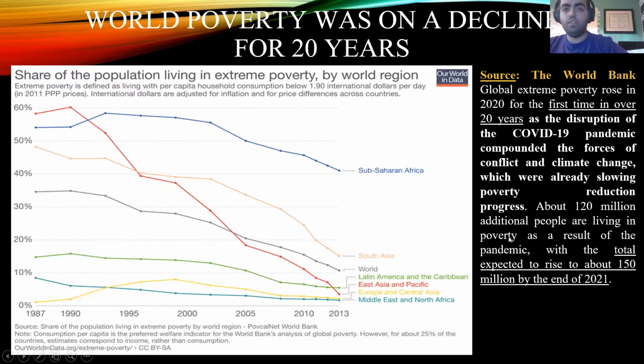So these are things that we still need to worry about, and knowing about this information can help you and help us as people in a society figure out how we can try to make these graphs look better, right? How can we make these lines keep going down?